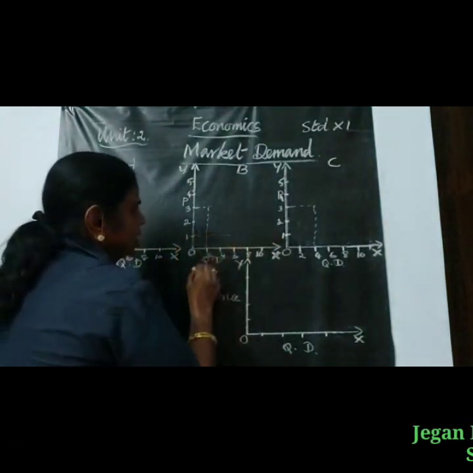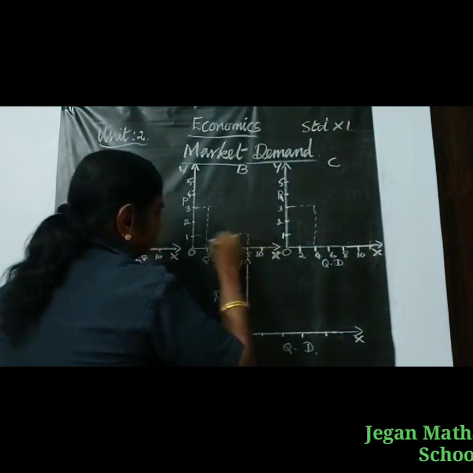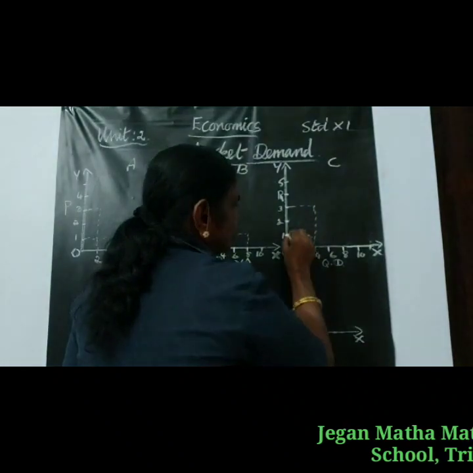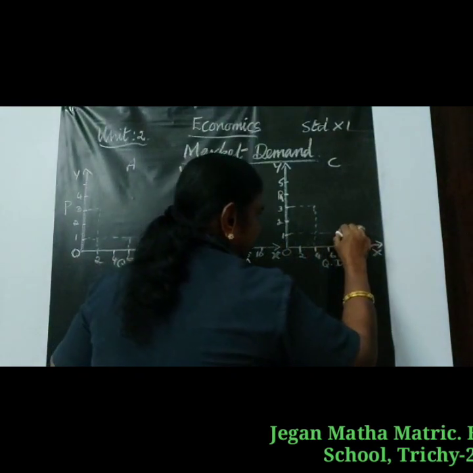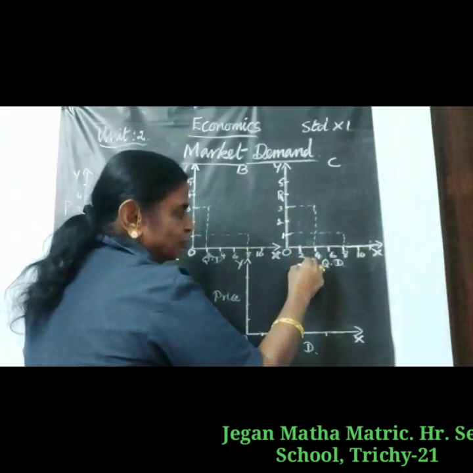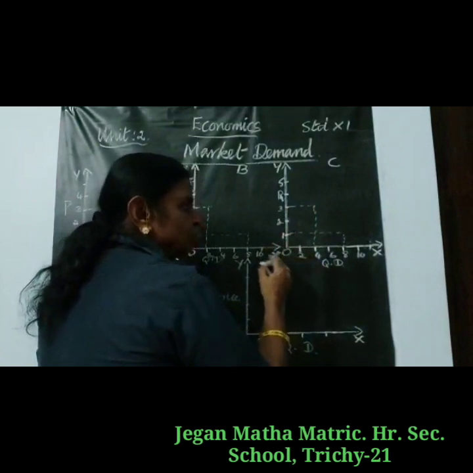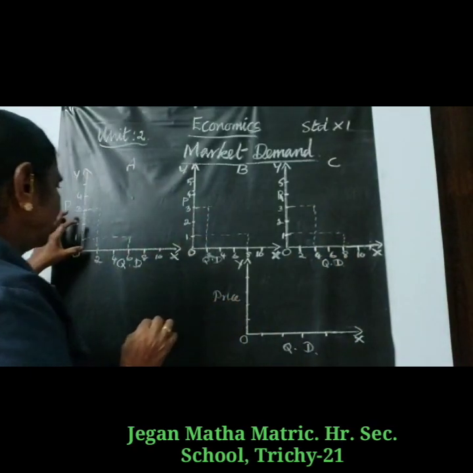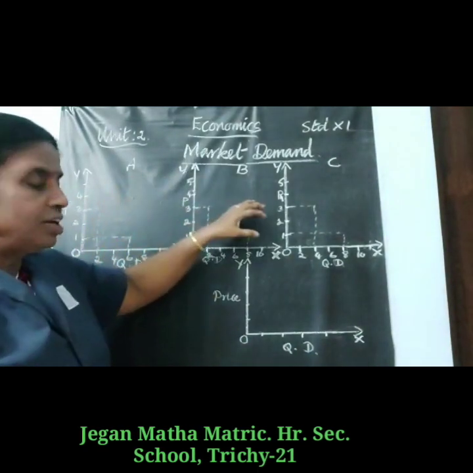So for rupees 3, B was willing to buy only 2. But when the price is lowered to 1, then B is willing to buy 8. And C is also willing to buy 8. Actually, when the price was 3 rupees, C was willing to buy 4, and when the price came down to 1 rupee, C just doubled to 8. So this is the demand of the individuals A, B and C.